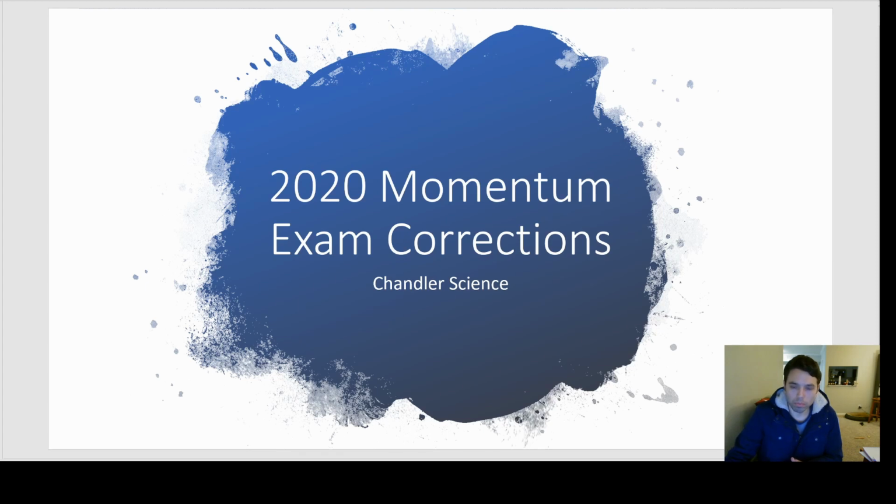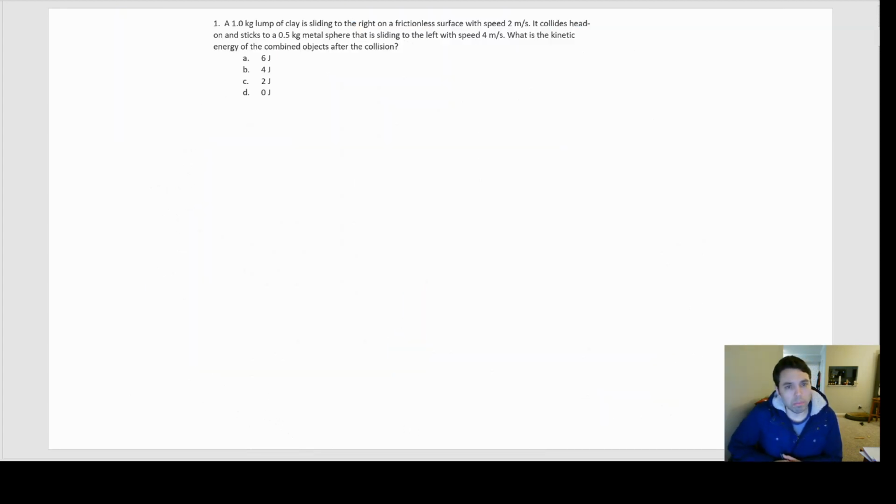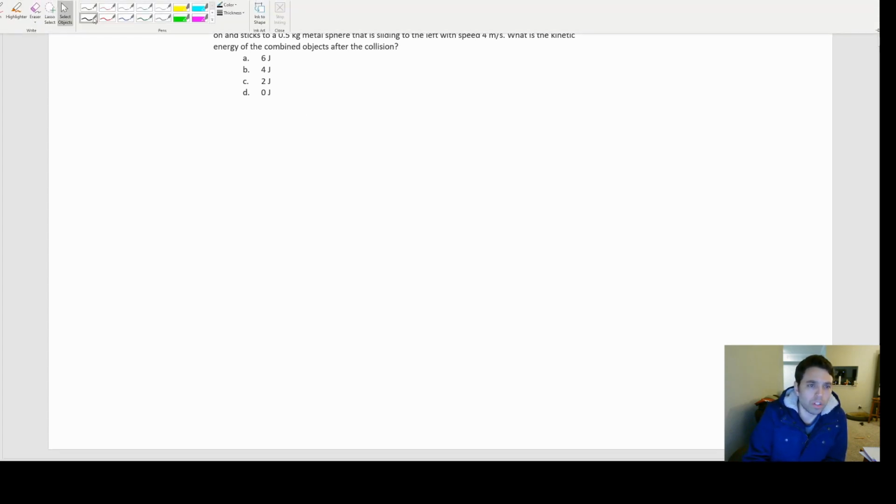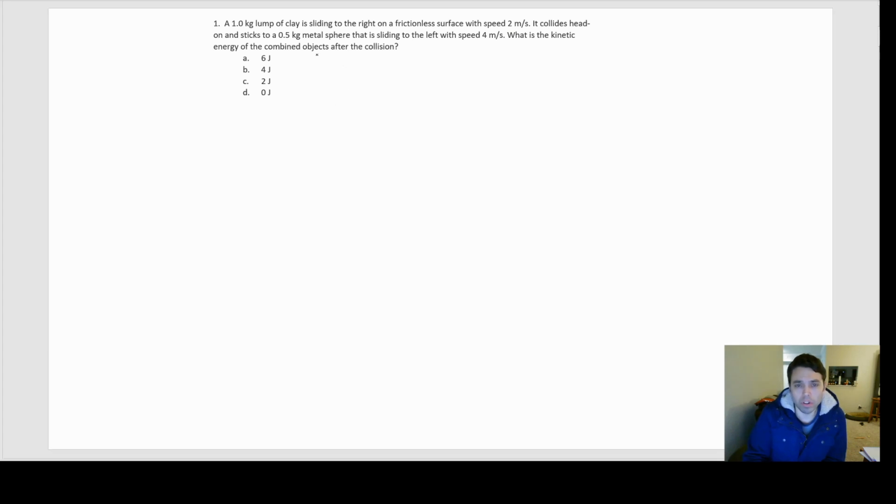Number one, we got a 1 kilogram lump of clay sliding to the right on a frictionless surface with speed 2 meters a second, collides head-on and sticks to a half-kilogram metal sphere that is sliding to the left with a speed of 4 meters a second. What is the kinetic energy of the combined objects after the collision? All right, so collides head-on and sticks. In order to solve this one, we're going to have to first start with the conservation of momentum. We're going to try to find the kinetic energy after the collision, but in order to do that, we need to know what the velocities of the objects are after the collision, right?